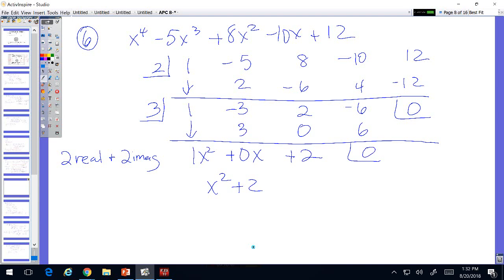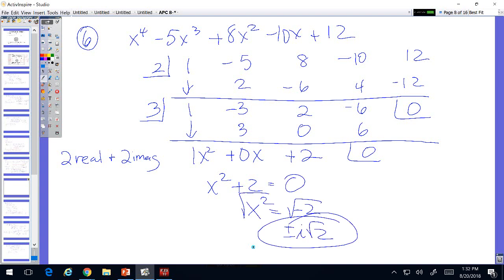So if I ask you to give me those 2 imaginary solutions, if it were an equation, roots if we're talking about the function, we would set it equal to 0. We would take the square root, and they actually are plus or minus i root 2. So I've got 1, 2, 3, 4, all done. Any questions? Okay.